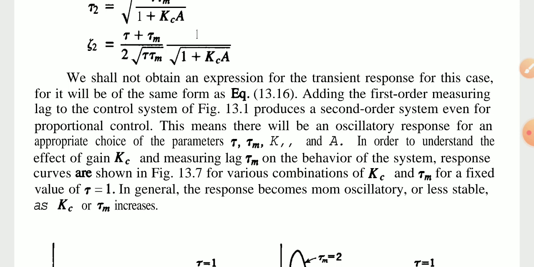Which parameters are there? The time constant tau m, capital K and a. In order to understand the effect of this gain, the constant term Kc, and the measuring lag tau m on the behavior of the system, the response curves are shown in figure 13.17, which we will see in detail. For the various combinations of this Kc and tau m for a fixed value of tau equal to 1, in general the response becomes more oscillatory and less stable as Kc or tau m increase.